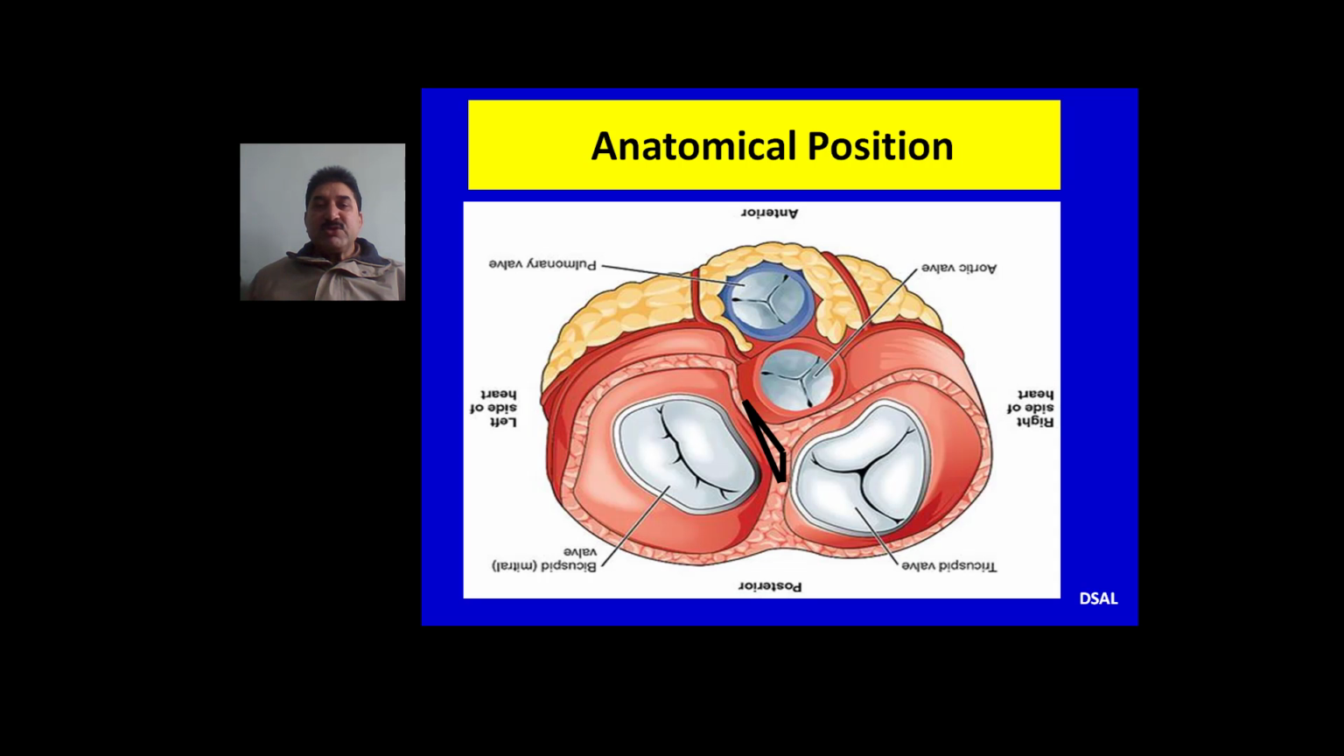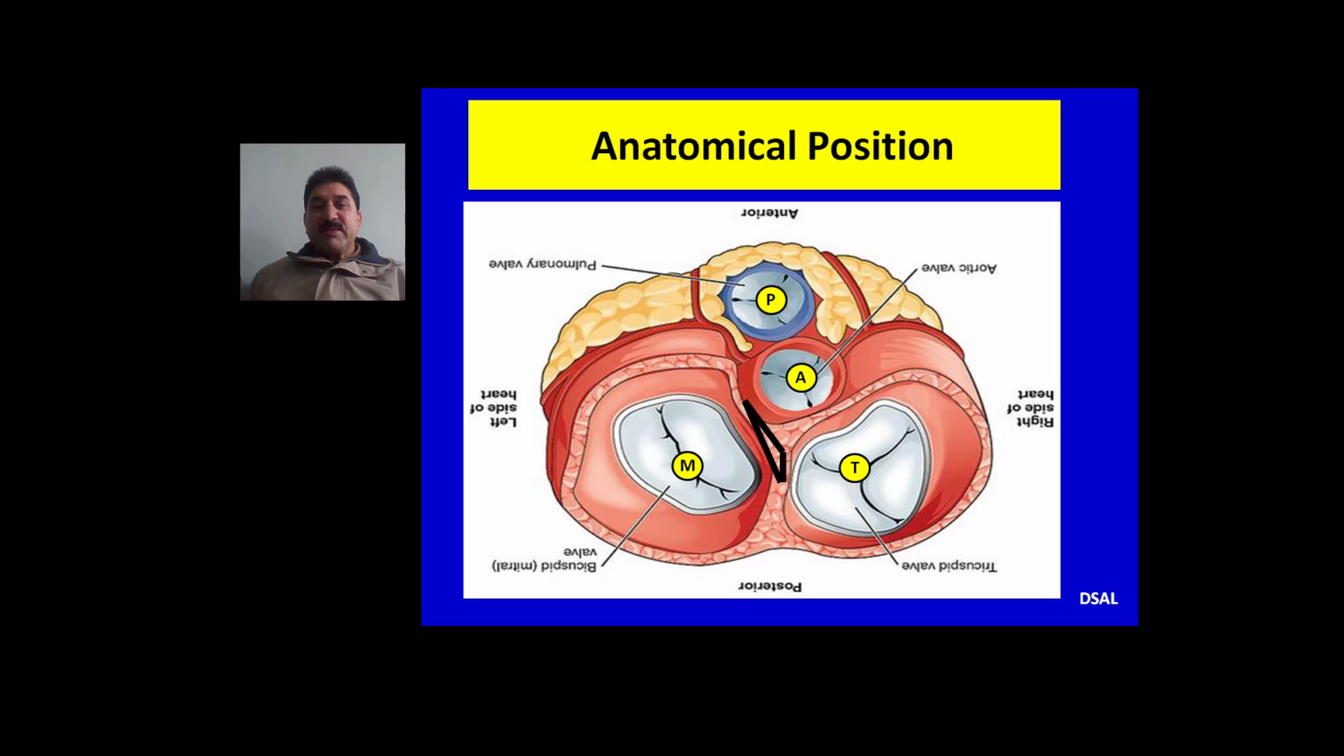If we keep the same specimen now in anatomical position, we see on the right side and posterior lies the tricuspid valve, on the left side and posteriorly lies mitral valve, most anterior is the pulmonic valve, and aortic valve lies between anteriorly placed pulmonic valve and posteriorly placed mitral and tricuspid valves.